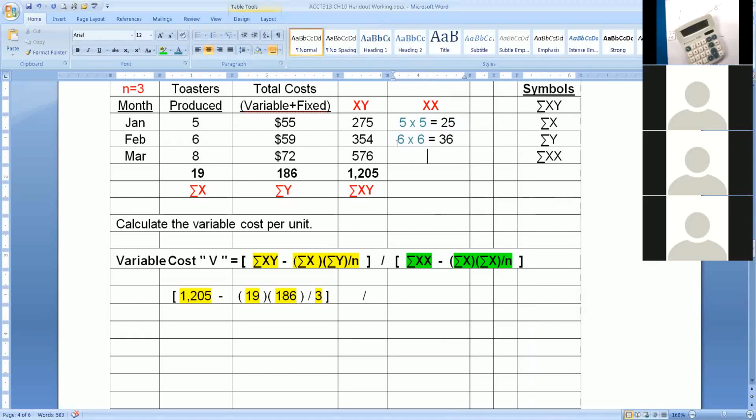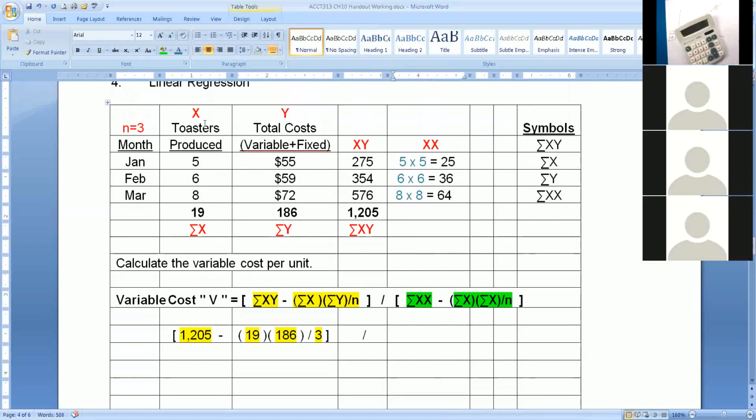So in this part, you're just multiplying the number of toasters produced by itself? Yep. Yeah, so the x's are just the x's, so it's x times x. You could also write this as x squared. I've done it in the past, x squared, for some reason it caused, I think, more confusion. But yeah, it's just x squared, basically.